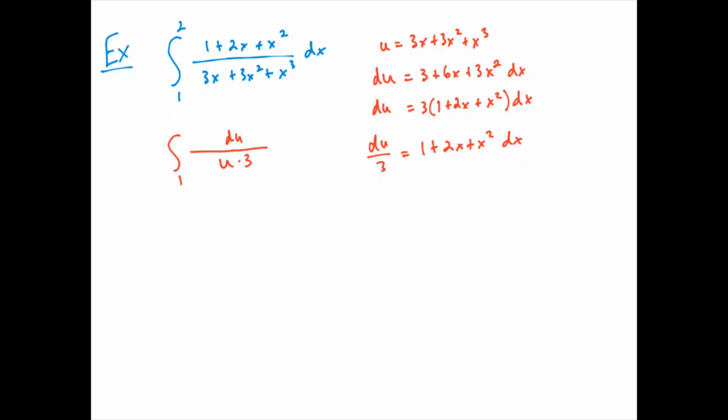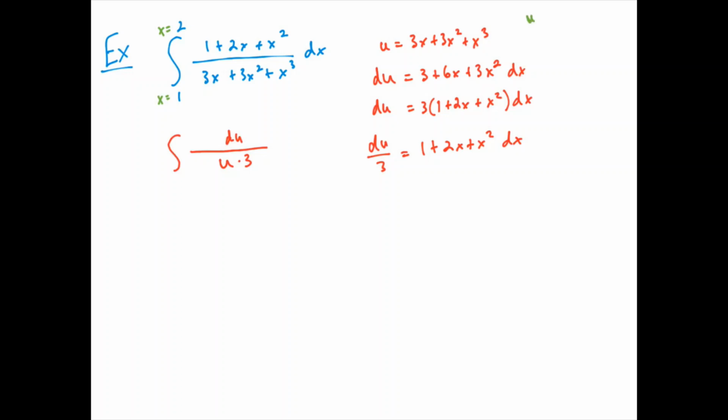Actually, don't write those limits of integration just yet, because when we do a U-substitution on a definite integral, we need to change the limits of integration. So initially x is equal to 1, and then x is equal to 2. But now that we're writing everything in terms of u, in other words, our variable of integration is u, we need to change the limits from an x value to a u value.